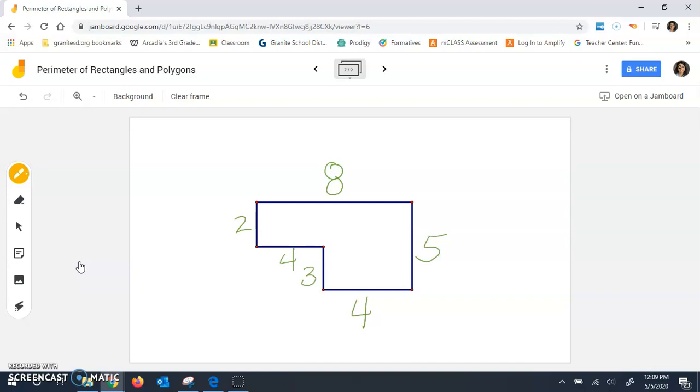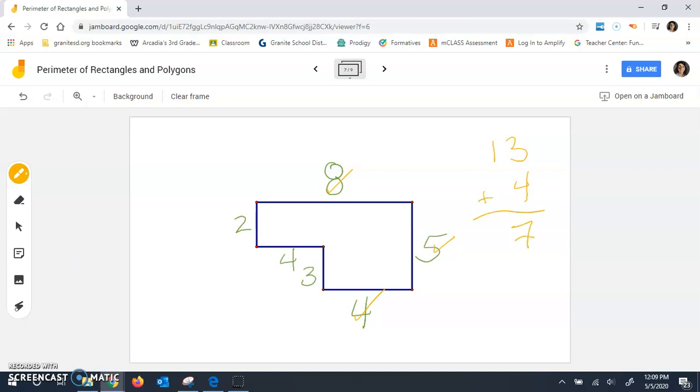Looking at this one, this doesn't look like a rectangle or a square or any other thing that we've seen. So we just have to add it all together. It's a polygon. We know because all the sides are connected and it has more than 3 sides. So just start with your bigger numbers. 8 and 5, 13. You could add a 4 to that. Some of this you could do in your head, but I'm going to show it to you.